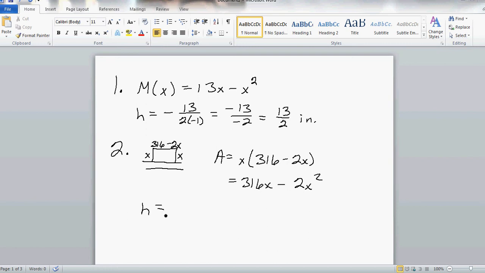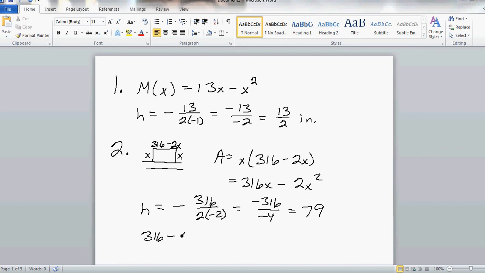Well, we find h, which is actually x. And so x in this case would be negative b over 2a, or negative 316 over negative 4, which equals what? 79? It does equal 79. And so we are asked what is the largest area that can be enclosed. Well, h is 79, and h is also x. So then we can calculate the other dimension.